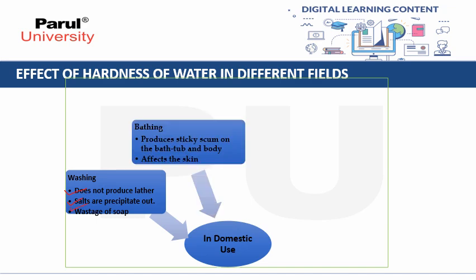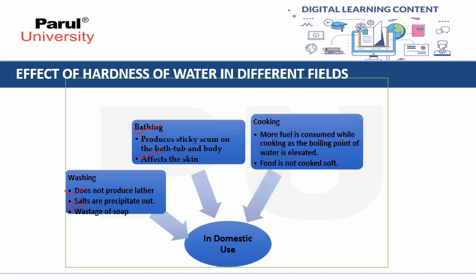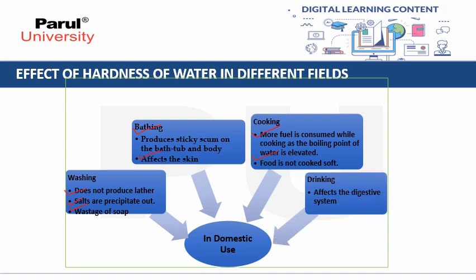If we use the hard water for bathing purpose, it will produce a sticky scum on the bathtub and the body also and affects the skin. If we use the hard water in cooking, then more fuel is consumed while cooking as the boiling point of water is elevated. And also the food is not cooked soft. If we use the hard water for drinking, it will affect the digestive system of our body.